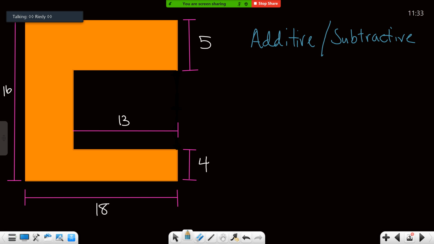Tell me the area of the orange area. Yeah, that's what I'm talking about. And again, don't be bashful about busting out your calculators. You're going to need them.